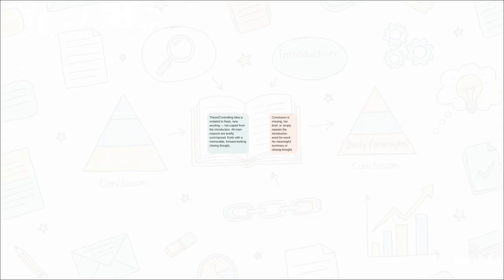This exact same clarity applies to the conclusion too. An exceed score of 4 requires the thesis to be restated in fresh, new wording, summarizing main reasons, and ending with a forward-looking thought. But a beginning score of 1, that means the conclusion is missing entirely, or the student literally just repeated their introduction word for word with zero meaningful summary. Having this level of clarity helps you give incredibly precise, actionable feedback.